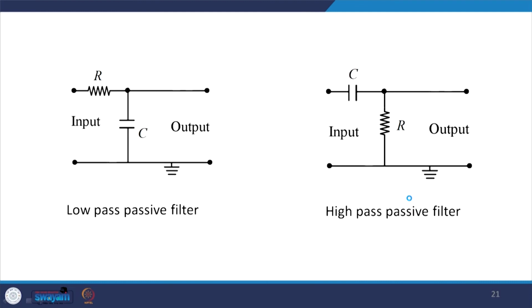The low pass passive filter is this one, where you have a resistor and capacitor used in this fashion, and the high pass passive filter is this one, with a capacitor and resistor used in this fashion.